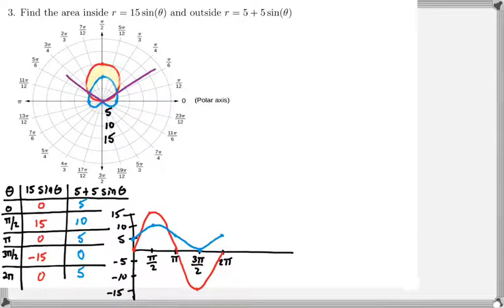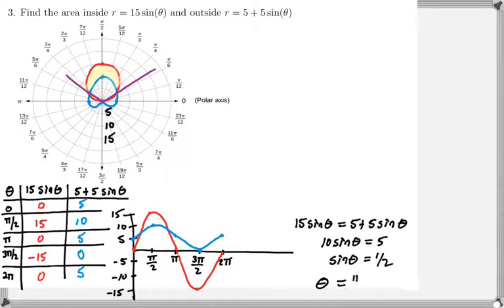So we need to find where these polar graphs actually intersect. Where is 15 sine theta equal to 5 plus 5 sine of theta? Well, subtract 5 sine of theta from both sides, and then divide by 10. We have the sine of theta is equal to 1/2. That's going to occur at pi over 6 and 5 pi over 6. And so I'm going to just redraw that a little bit, and so those are your radial lines there.